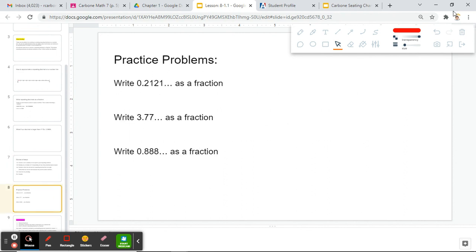Speaking of practice, we got 3 practice problems for you here. I would like you guys to try all of these out on your own. Again, these are repeating numbers right here, and we'll do them in class tomorrow as a warm-up.